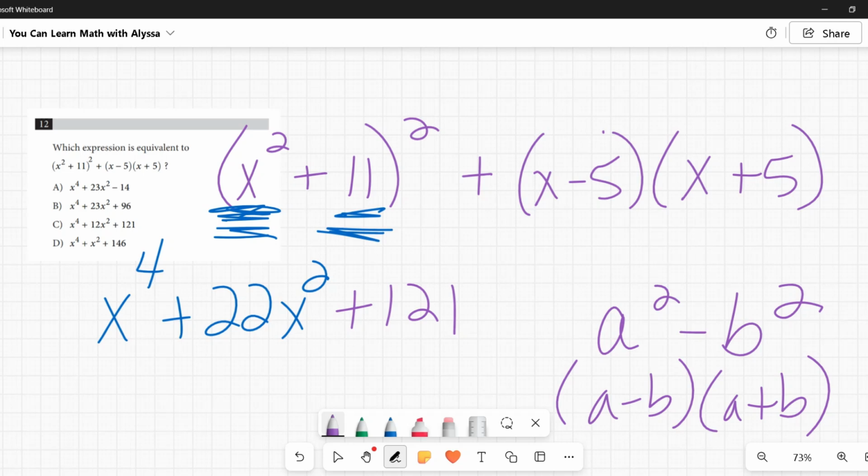Completing the square, another one. If you're doing completing the square in algebra, never forget it. I know it's a pain in the neck. Don't forget it. You'll thank me later.